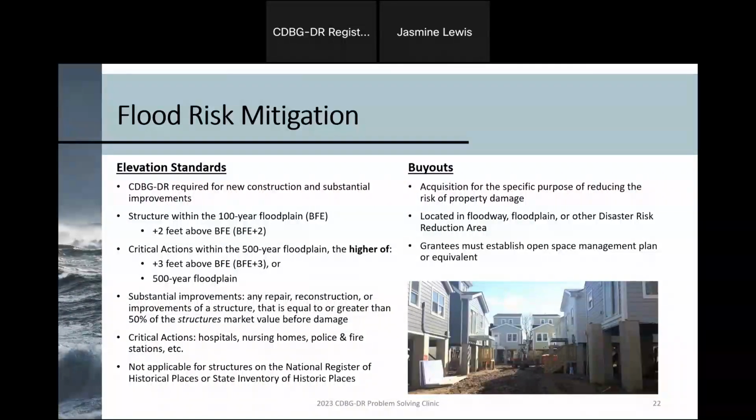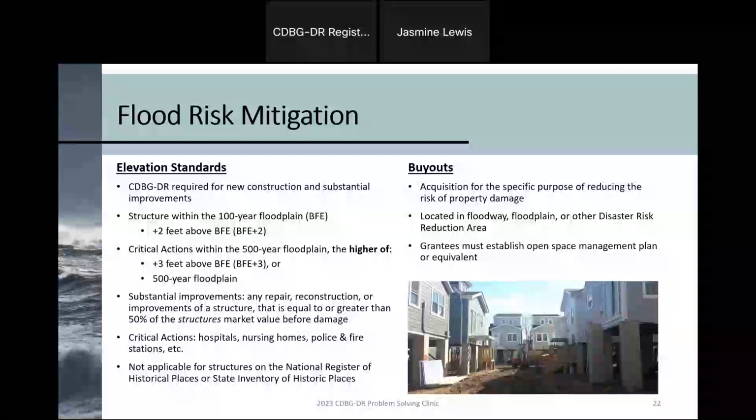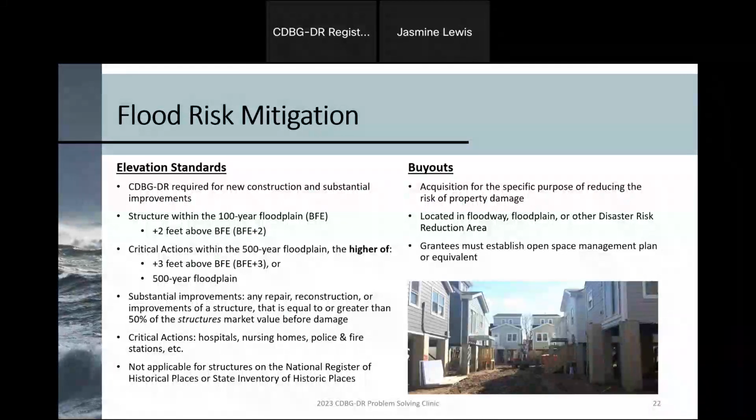For critical actions, on the other hand, which include hospitals, nursing homes, fire stations, police stations, and so forth, we're actually looking at the 500-year floodplain because of the importance of those buildings. We're also going to design a little differently. So we want to either design to the 500-year floodplain or 3 feet above the BFE, whichever is higher. In addition, it's important to note that for historic properties, those on the National Register of Historic Places or State Inventory of Historic Places, this elevation requirement is not applicable, but it still may be worthwhile to take a look at.